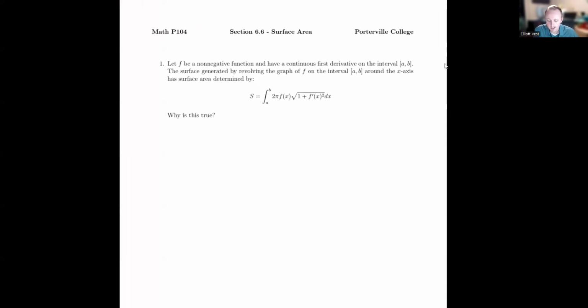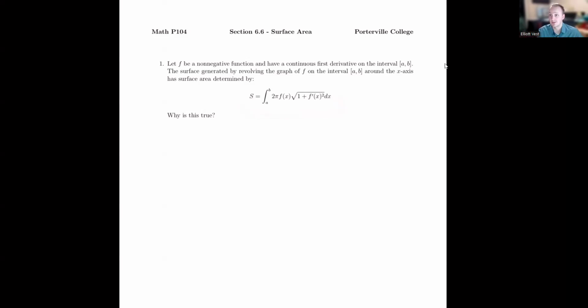So moving into it, the formula we have is: let f be a non-negative function, it has to be non-negative, and have a continuous first derivative on the interval [a, b], some random interval. The surface generated by revolving the graph of f on the interval [a, b] around an x-axis or a y-axis, we'll get to that in a second, has a surface area that is determined by the following formula. Your surface area is the integral from a to b of 2 pi times f of x times the square root of 1 plus the derivative squared dx.